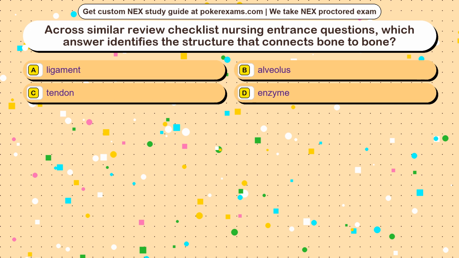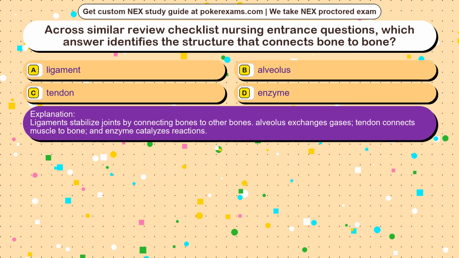The correct answer is option. Ligaments stabilize joints by connecting bones to other bones. Alveolus exchanges gases, tendon connects muscle to bone, and enzyme catalyzes reactions.